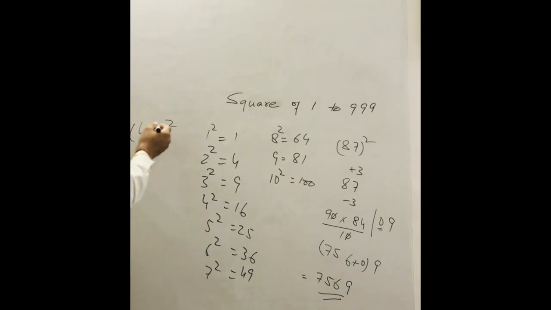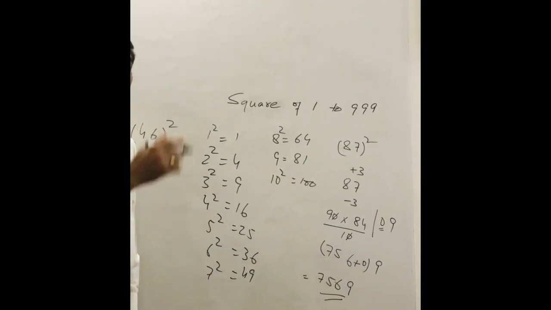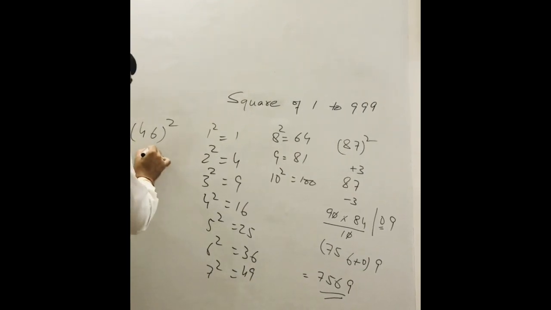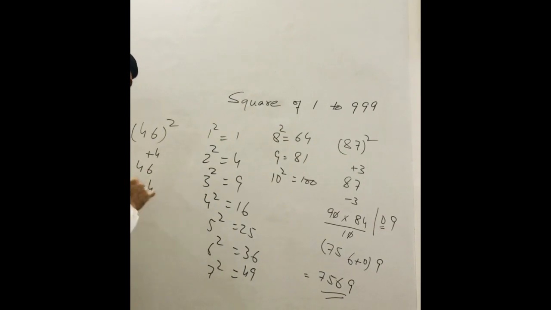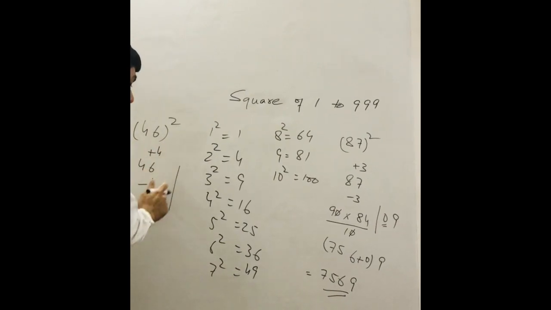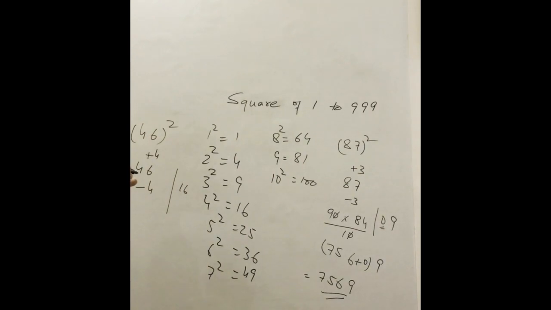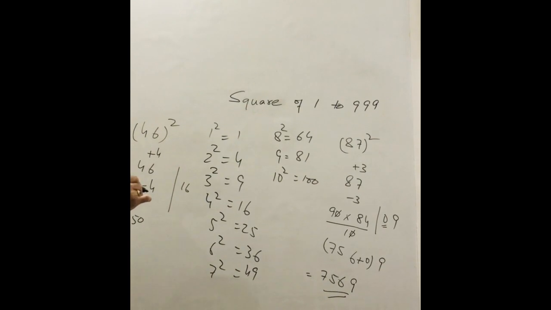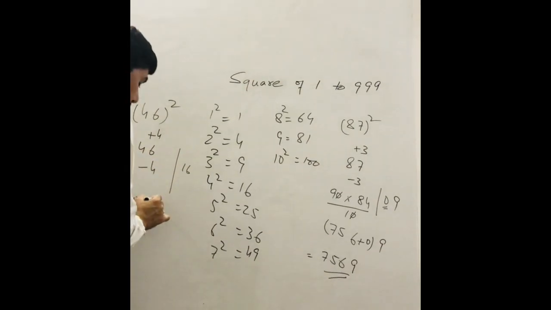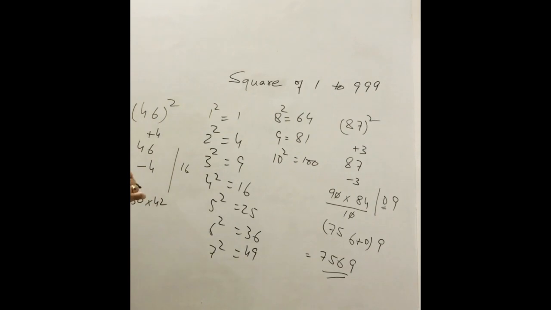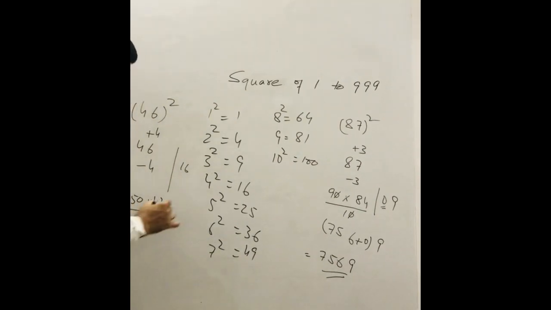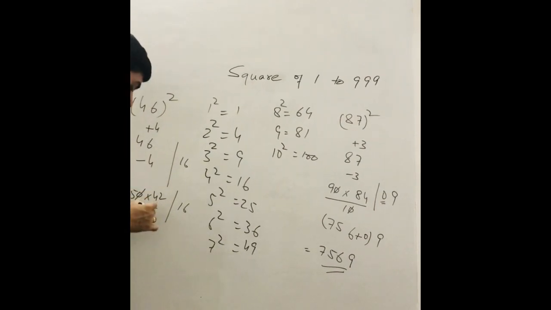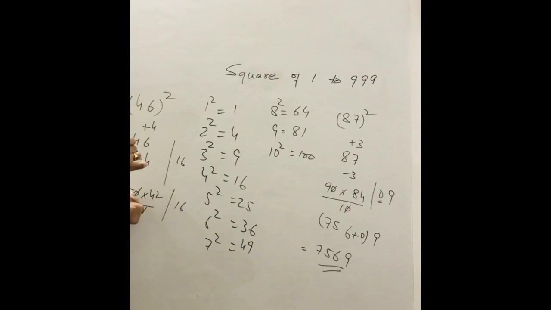Now, 46 is near about 50. Therefore, we add 4 and subtract 4. And 4 into 4 is 16, we have to write here. Now, 46 plus 4 is 50. 46 minus 4 is 42. Divided by 10 and write 1 and 6. Now, 0 is cancelled with 0 and 42 is multiplied by 5.